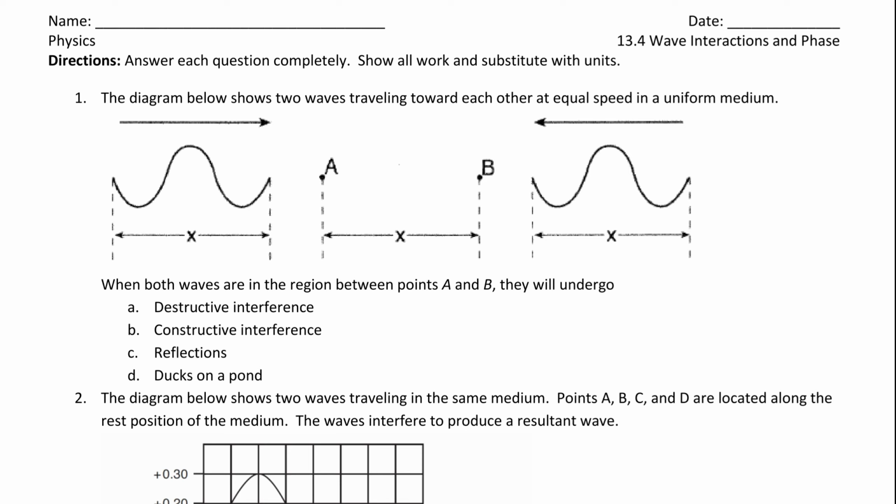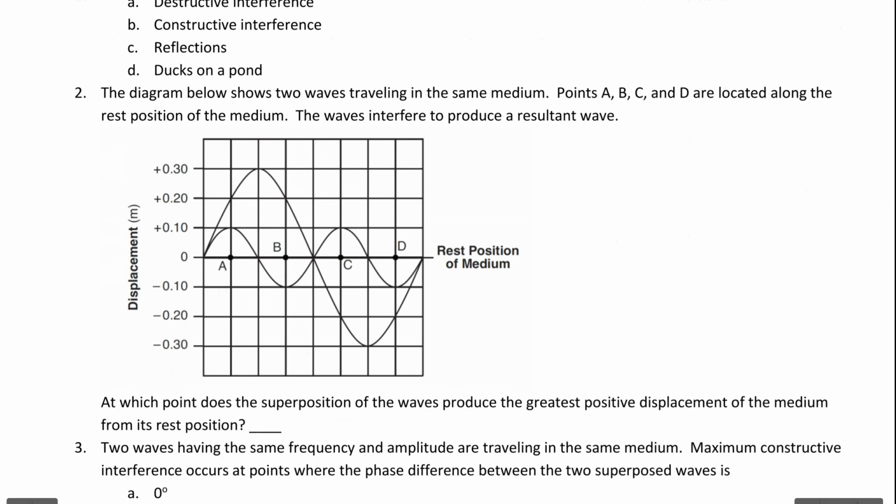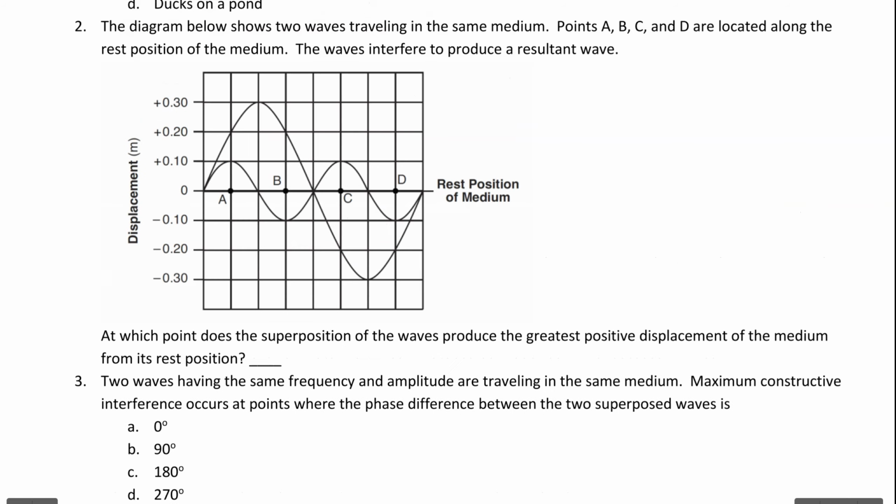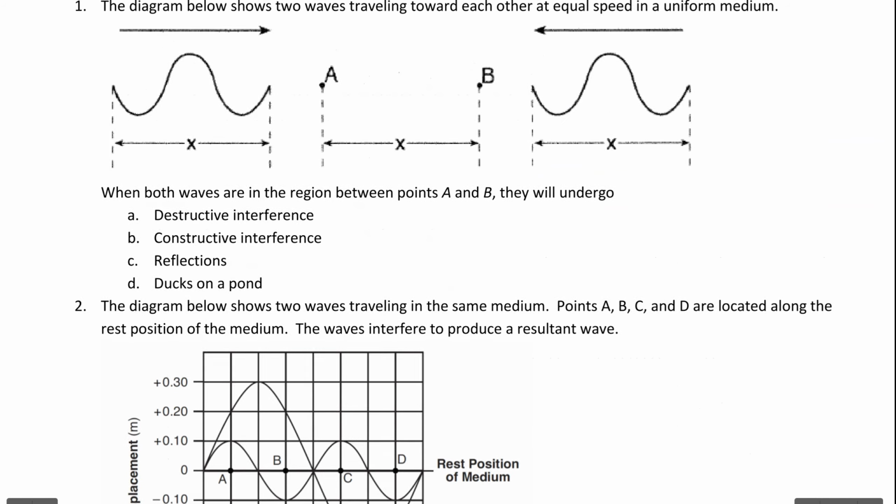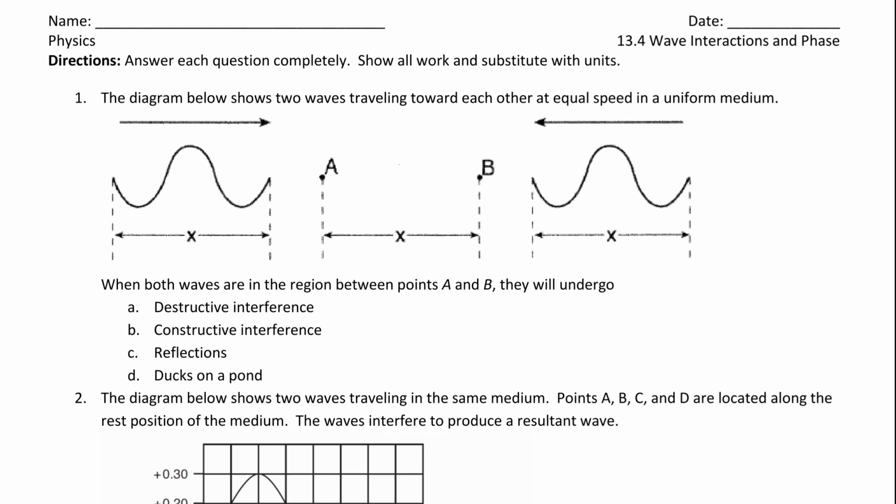Hi, and welcome to 13.4 Wave Interactions and Phase. In this topic, we talk about basically two things: interactions or interference, and the idea of different points in phase with a wave. And they kind of go hand in hand. That's why they're linked together in this one topic, but they are separate concepts. So let's talk about each one a little bit: wave interference, and phase.